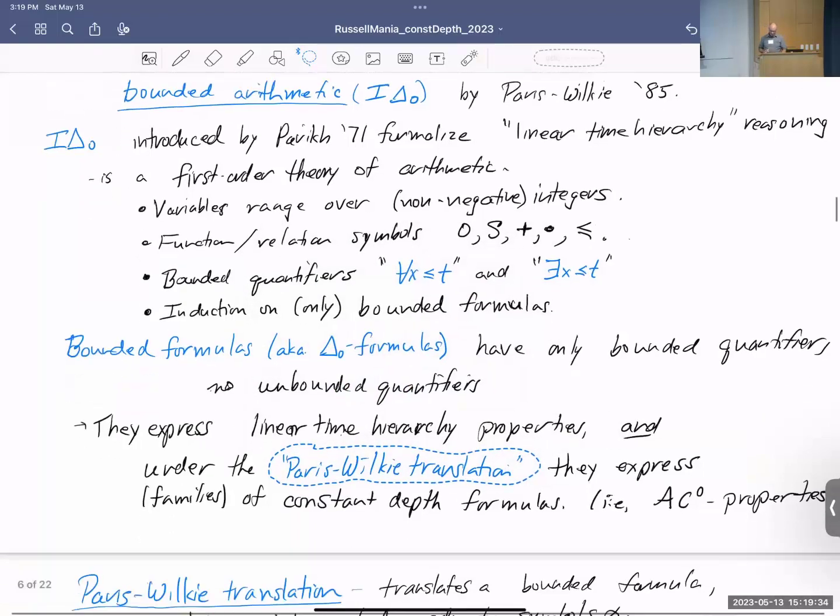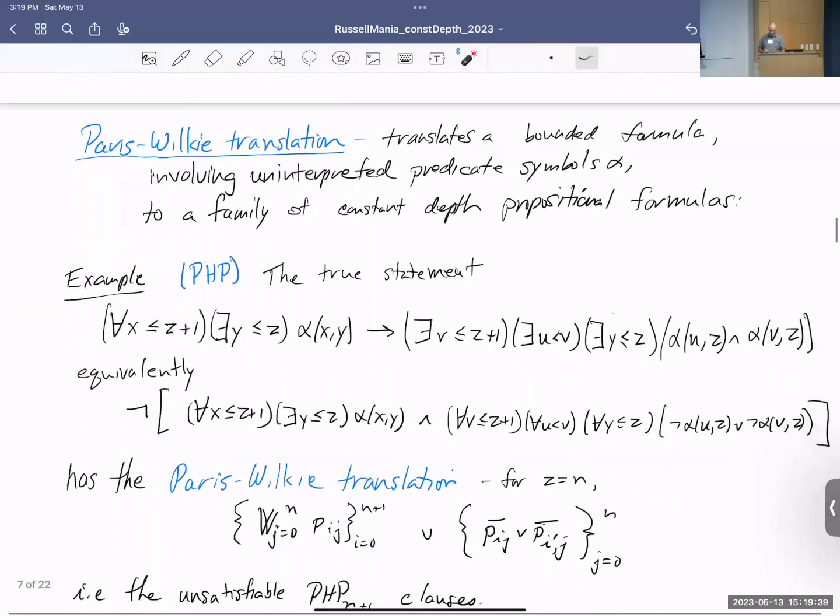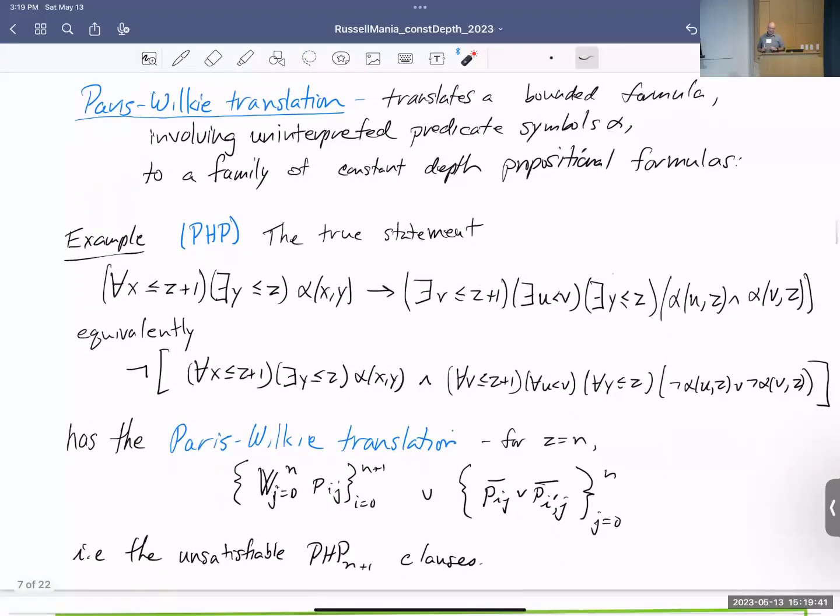Okay. So the Paris-Wilkie translation translates a bounded formula. Here we allow the bounded formula to include an uninterpreted predicate symbol alpha, like a second order object. Think of it as an oracle. It translates it to a family of constant depth propositional formulas. So let me just give this by example.